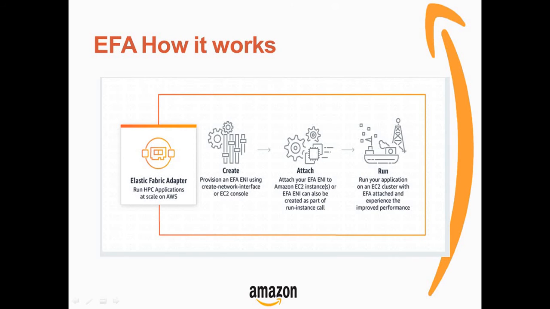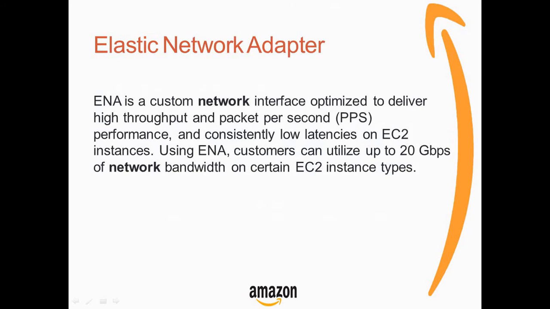So this is how EFA works. You have Elastic Fabric Adapter to run HPC applications at scale on AWS. You create an EFA ENI, that is Elastic Network Interface, using Create Network Interface or the EC2 console. You attach your EFA ENI to your Amazon EC2 instances, or an EFA ENI can also be created as part of the RunInstances call. So run your application on an EC2 cluster with EFA attached and experience the improved performance. This is again for improved performance.